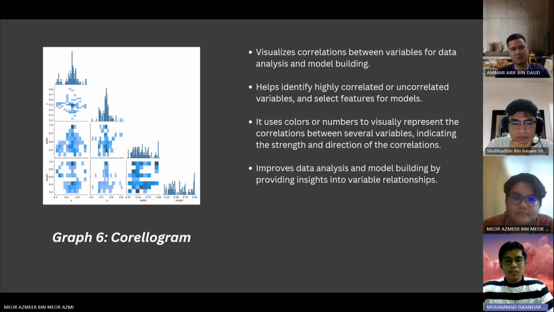For graph 6, the correlogram helps us view the correlation between different parameters, where we can see there are a lot of square tiles, which indicate the correlation between certain parameters, where the darker color shows strong correlation, while the lighter color shows weak correlation.